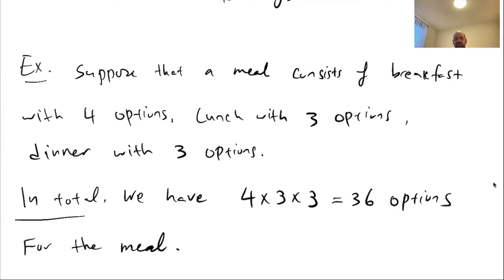So 3 tasks in this: breakfast, lunch, dinner. And first one has 4 options, second 3 options, third 3 options. In total, we will have 4 times 3 times 3 options for the meal for that, let's say, specific day.